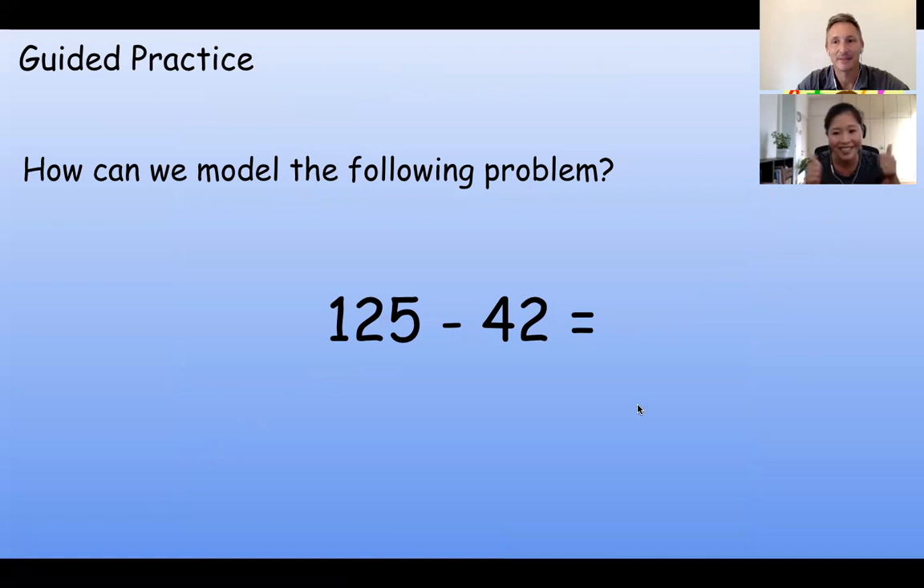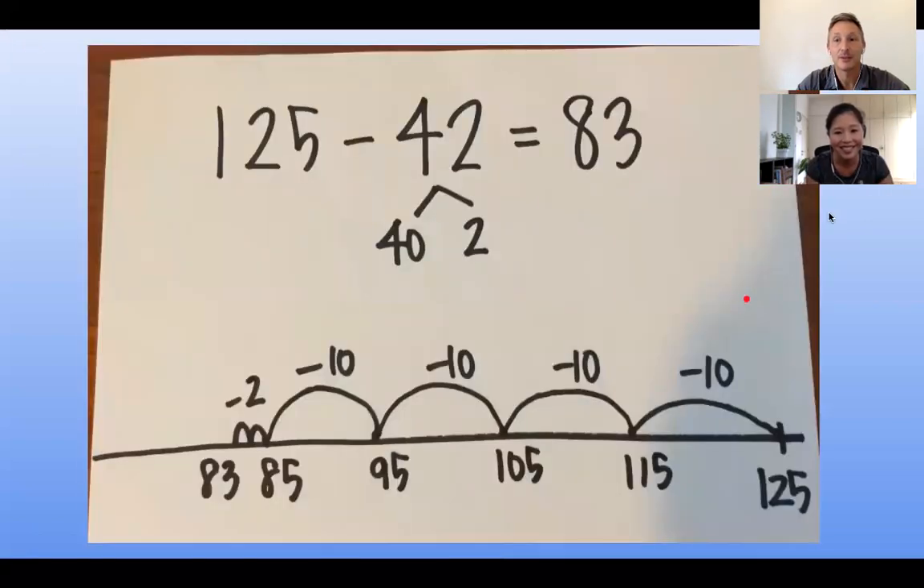We're going to check your answers here. So now we have 125 minus 42. I used a number line to solve the problem. Mr. Regan inspired me just now. So I'm going to start on the highest number, 125 on the right-hand side.